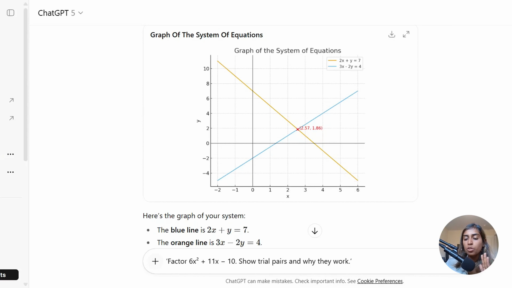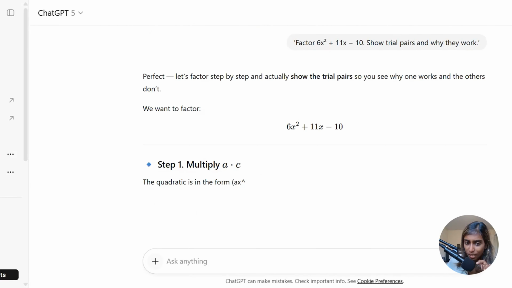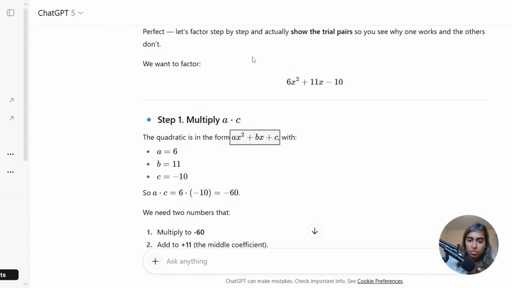Now let's move on to factoring. So we'll say factor x squared plus x minus 10, show trial pairs and why they work. And here's my advice. If you struggle with factoring, tell ChatGPT to show all the failed attempts too. That way you can see the trial and error process, not just the polished final answer. So we'll see what it gives us here.